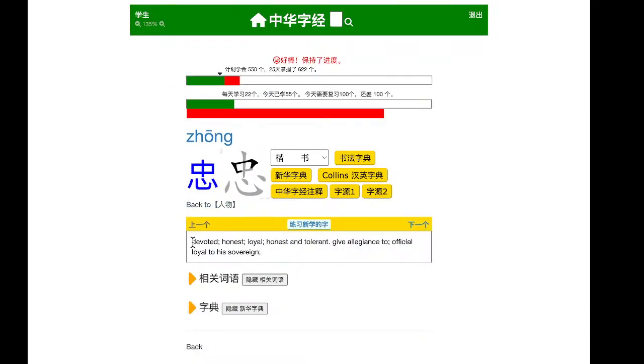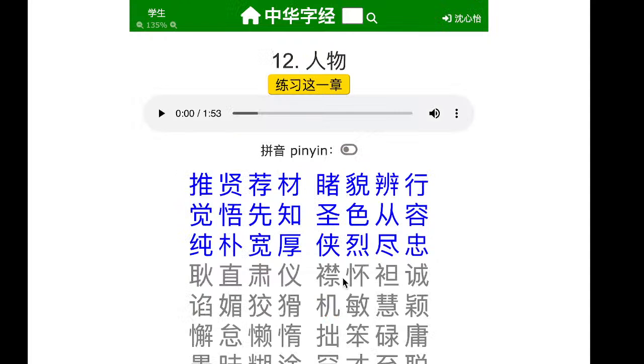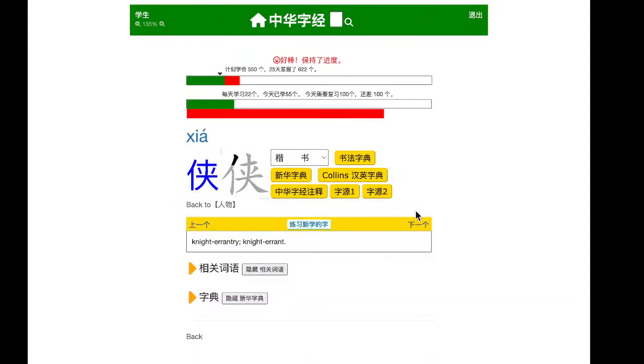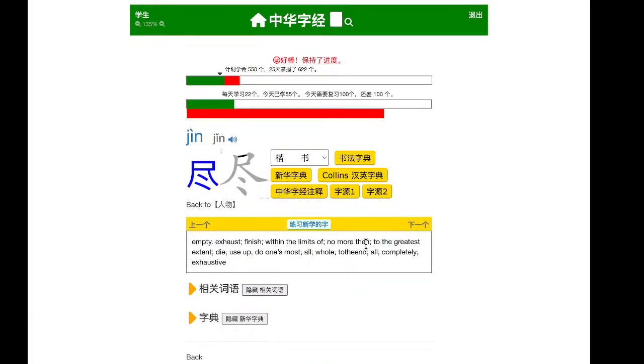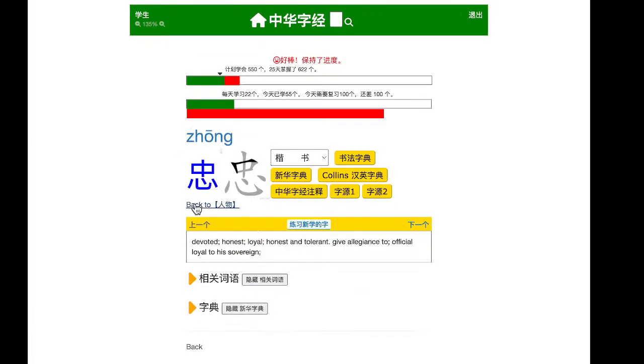忠 is devoted, honest, and loyal. You pledge your allegiance and be loyal to the end. So 侠烈 is talking about these fierce fighters, 侠, and the undying loyalty, 尽忠.